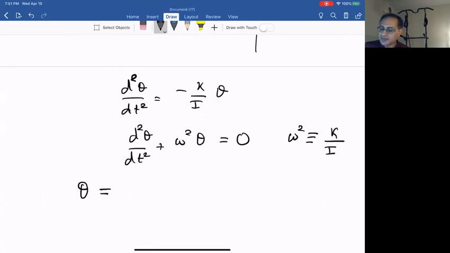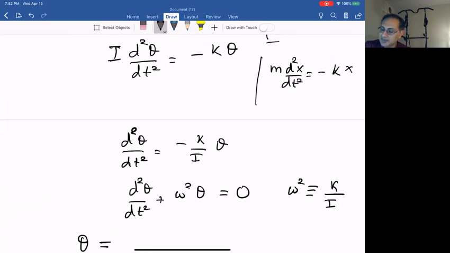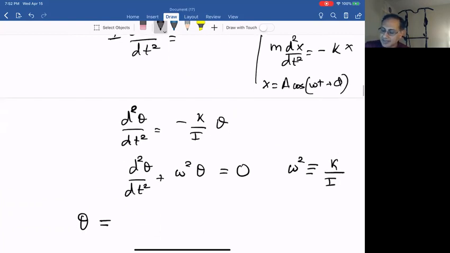So θ is equal to, so the solution to this differential equation, just to remind you, was x = A cos(ωt + φ). That's what we had, right? So we can do exactly the same thing. θ is equal to some θ max. In the PowerPoint, I have capital Θ, which you can use if you like, or you can call it θ max. It doesn't matter. It's just a constant times cos(ωt + φ), exactly the same equation that we had when we were doing the linear case, right?